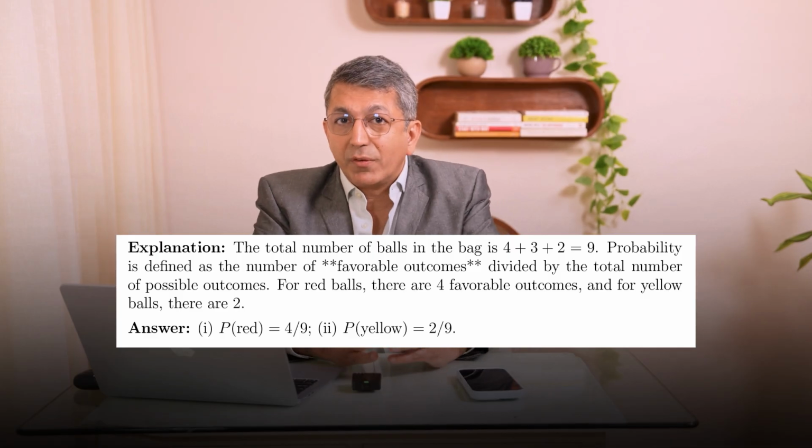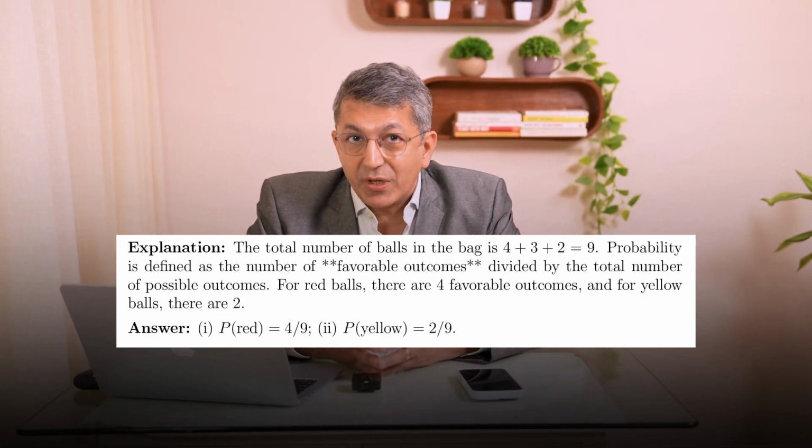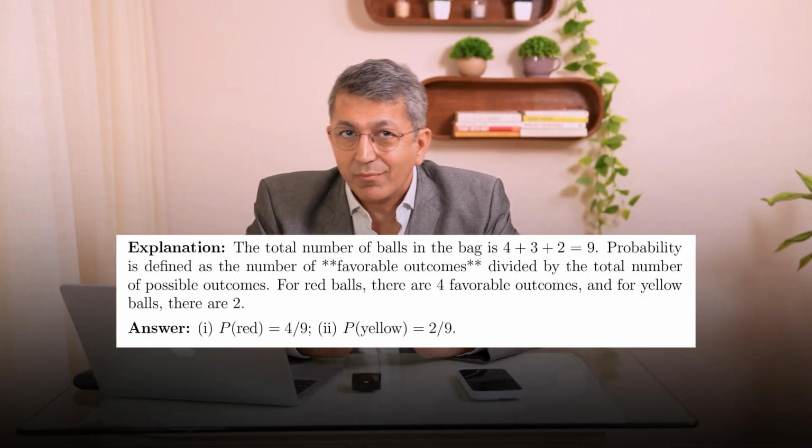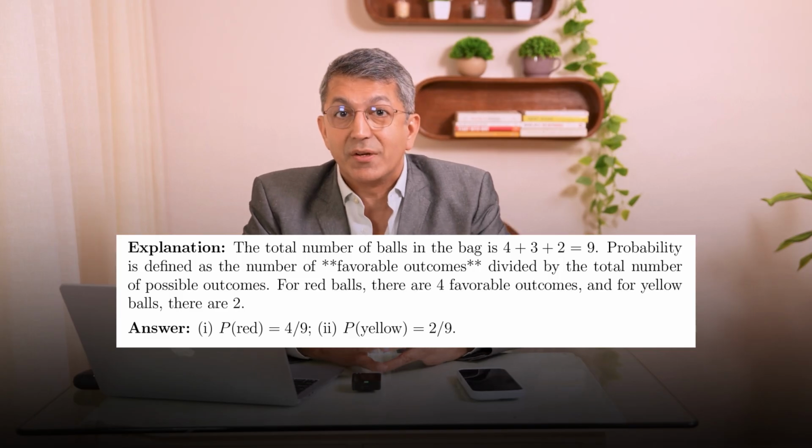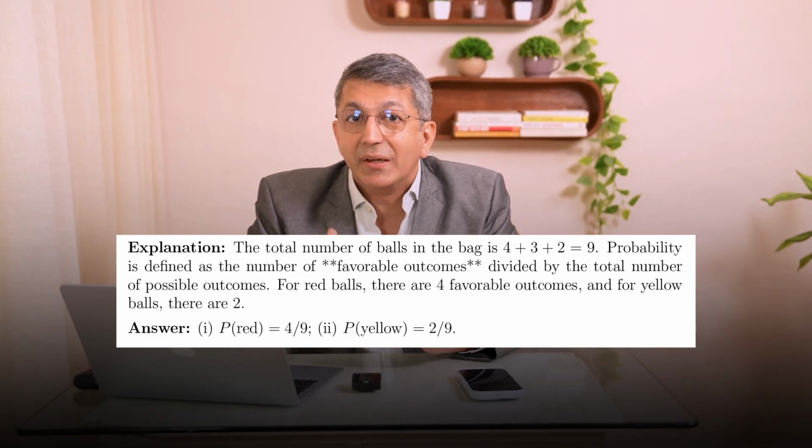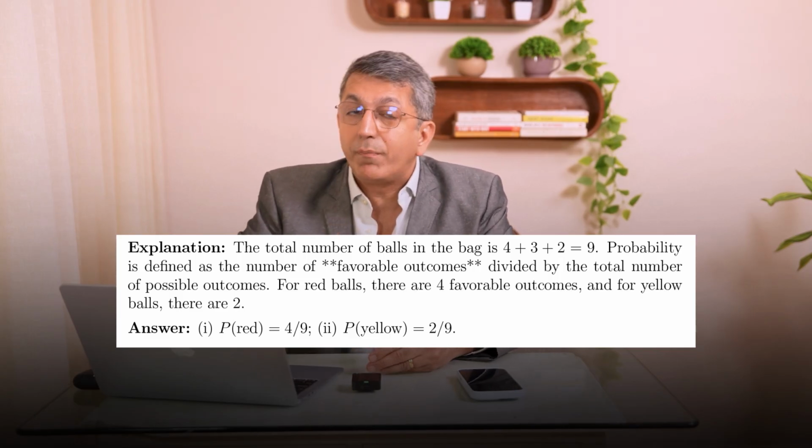Concept: theoretical probability. Explanation: the total number of balls in the bag is 4 + 3 + 2, which is equal to 9. Probability is defined as the number of favorable outcomes divided by the total number of possible outcomes.